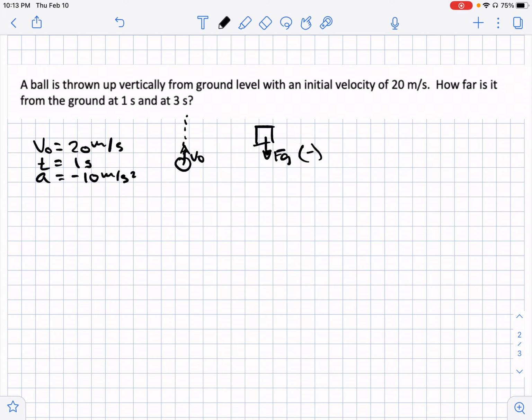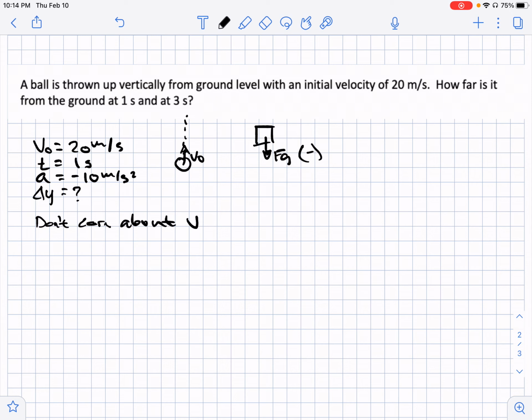So that's why we call that negative 10 meters per second squared there. And your unknown, back to using that GUESS method, is our unknown information. We're trying to solve for our delta y, our change in vertical position here. And so the variable that we're missing would be my final velocity, right? We don't care about our final velocity.